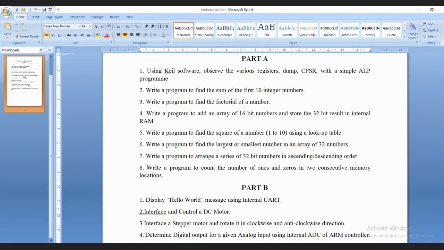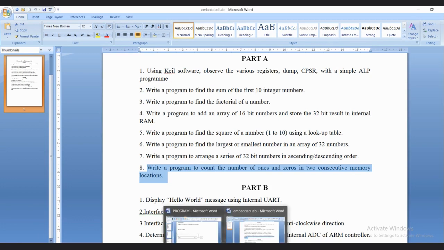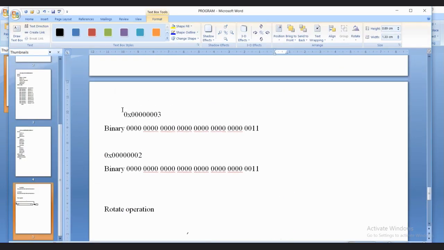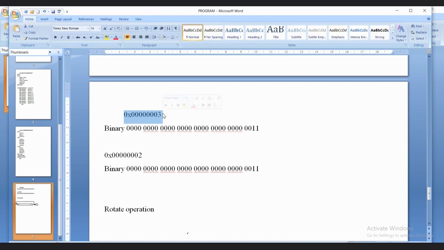Today we shall discuss program number 8, that is, write a program to count the number of zeros and ones in two consecutive memory locations. How this is done is we are considering two numbers, one is 0x3 and one is 0x2. The binary conversion of these is represented in 32-bit numbers. This is the binary conversion of 0x03 and this is the binary of 0x02.